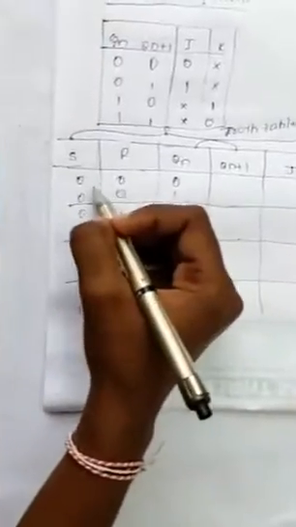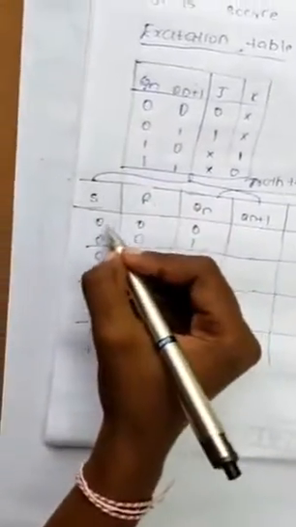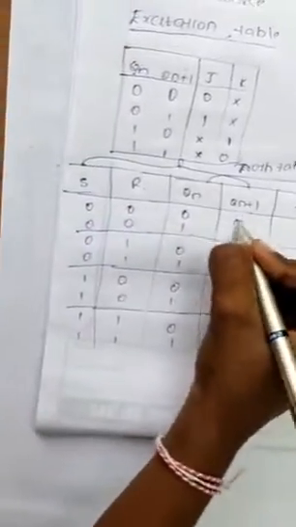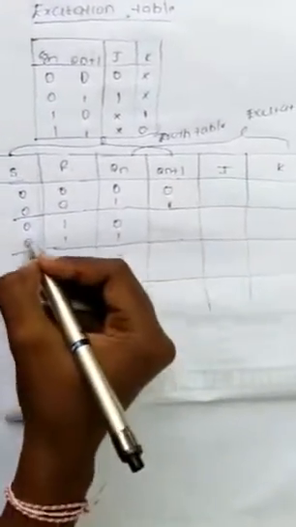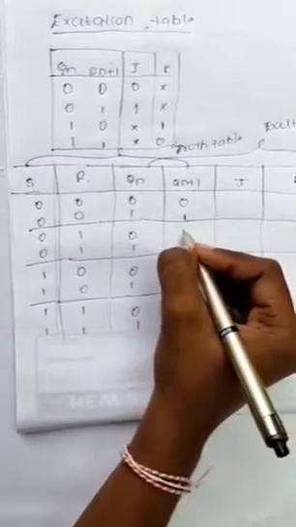This is completed. Now you see Q of n: there are two zeros here. So for those two zeros, Q of n plus 1 is 0 and 1.